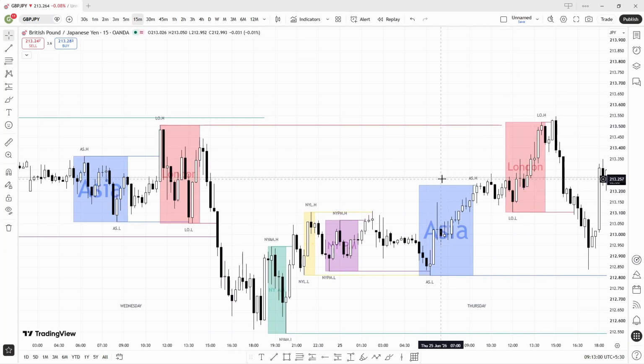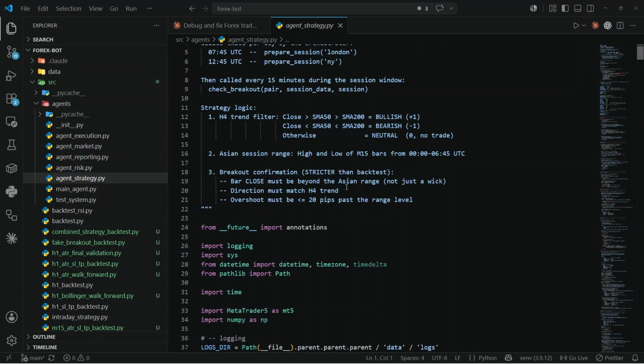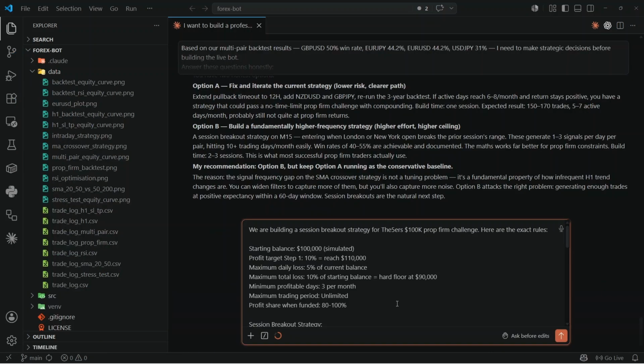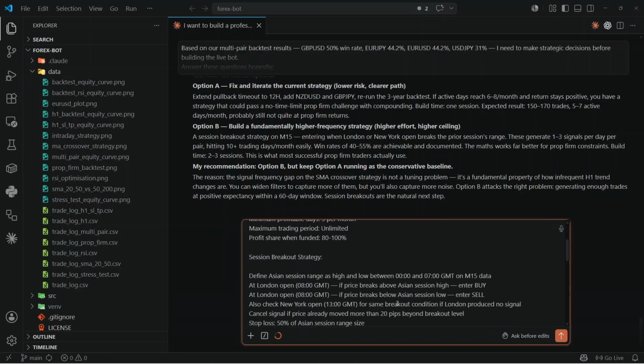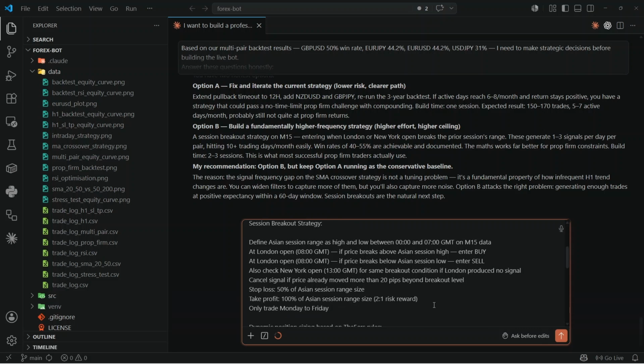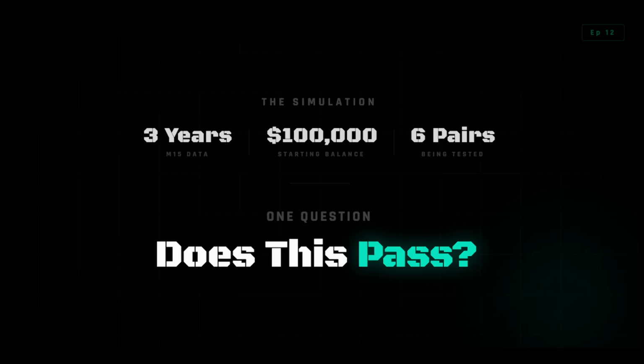At London Open, if price breaks above the high, it buys. If it breaks below the low, it sells. No indicators, no moving averages, just price breaking the defined range. First attempt: 6 pairs, GBPUSD, EURJPY, AUDUSD, EURUSD, NZDUSD, GBPJPY. Dynamic position sizing, the 5 percenters' exact rules built in. 3 years of 15 minute data, $100,000 starting balance. One question: does this pass?